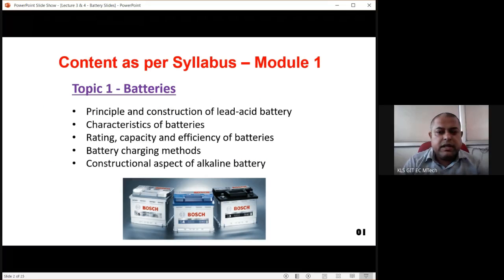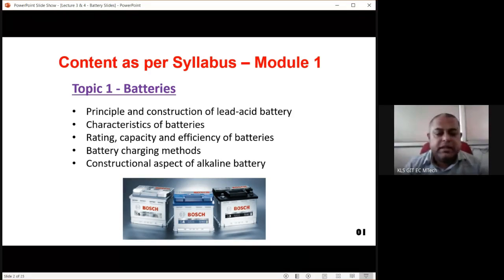So the topics are as given in your syllabus: principles and construction of lead acid battery, characteristics of batteries, rating, capacity and efficiency of batteries, then a few charging methods of battery you will see, and finally constructional aspects of alkaline battery. So we can see that the first topic is lead acid battery and the last topic is alkaline battery. There is a difference between lead acid battery and alkaline battery.